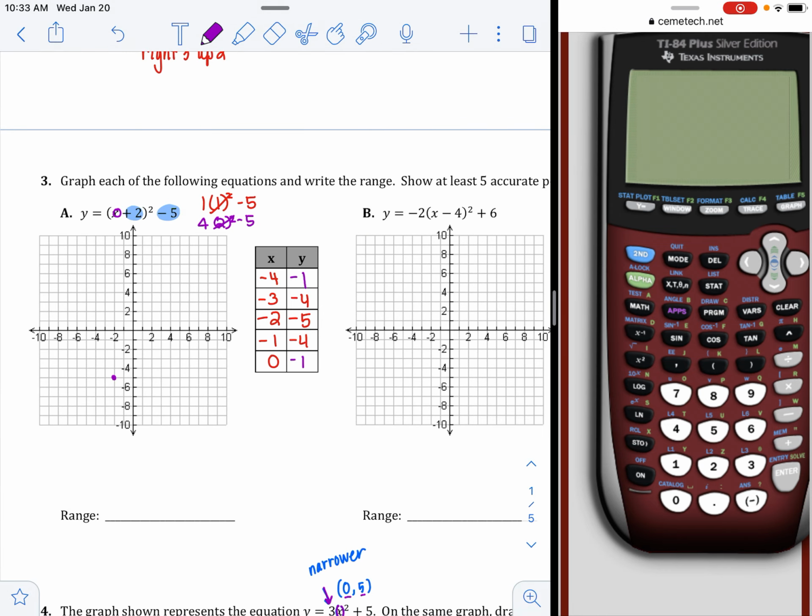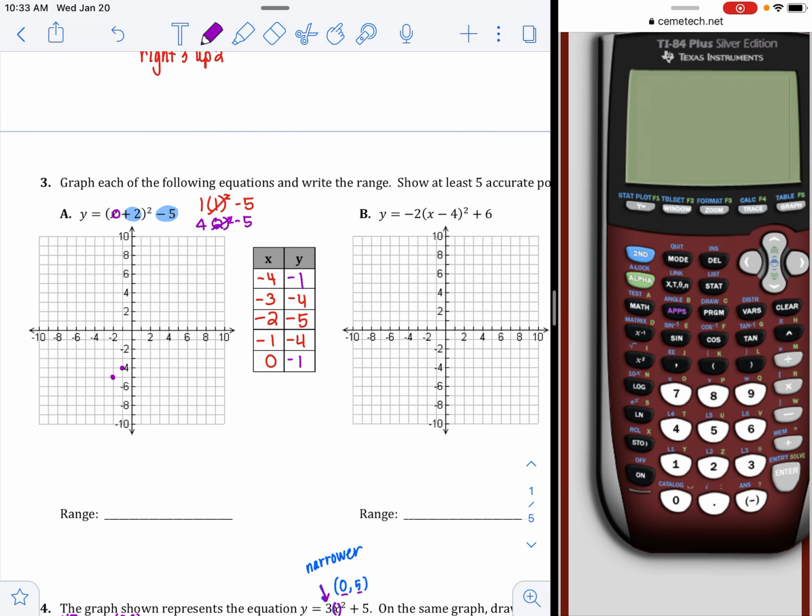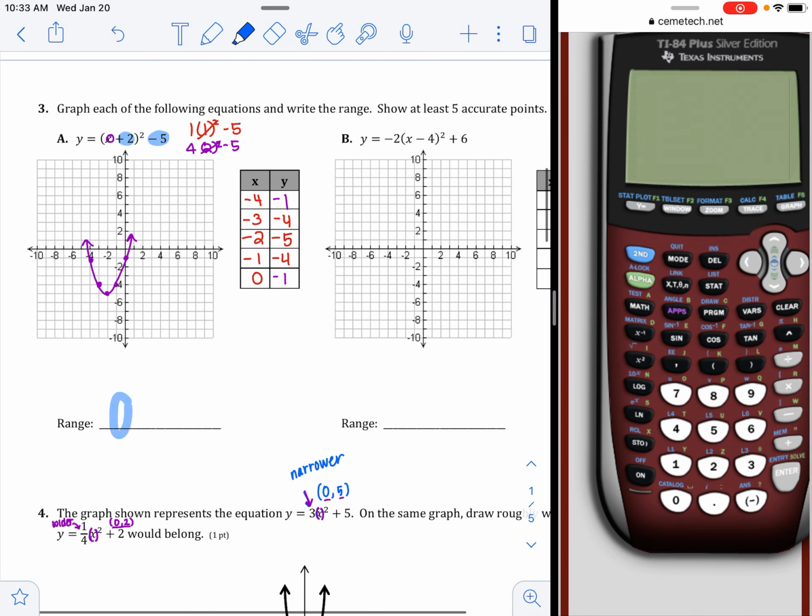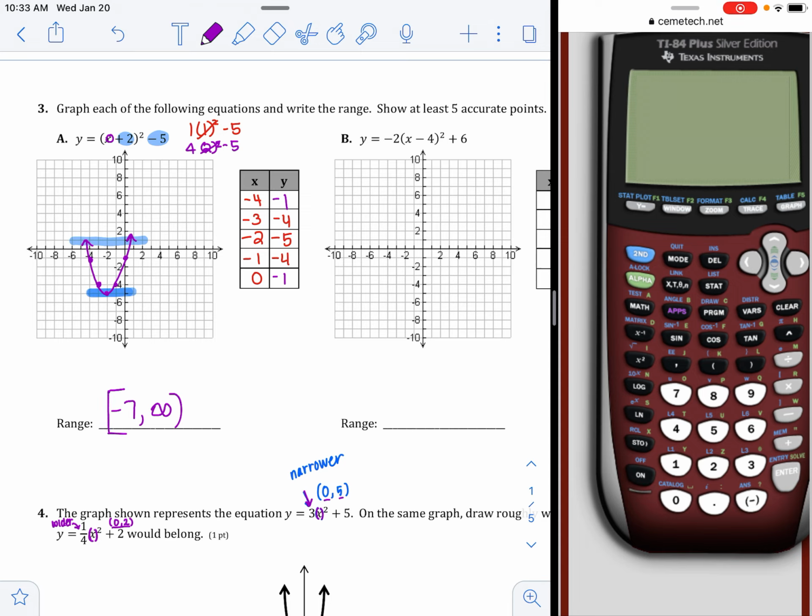Negative 2, negative 5. Negative 1, negative 4. 0, negative 1. And there's my parabola. Now I also have to do the range. When you're writing range, this is the lowest number, this is the highest number. Always. They can't go highest to lowest. That's not how range or domain works. So lowest y value is right there, which is negative 7, comma. The highest y value is an arrow, so that's infinity. Parentheses on the infinity, bracket on the negative 7 because there is a point there.